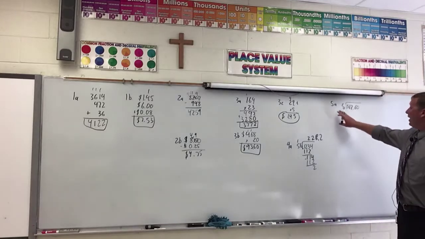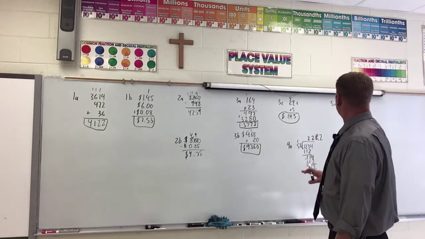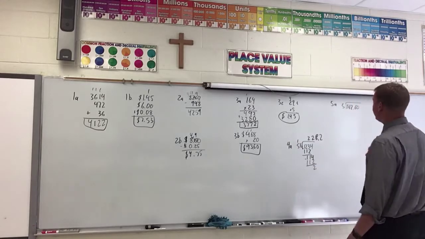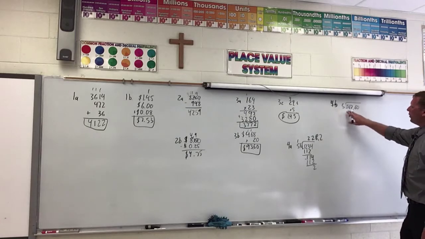Example 5a. Example 4. So I wrote 5a. This should be 4b. My apologies. A division with money, we just work.